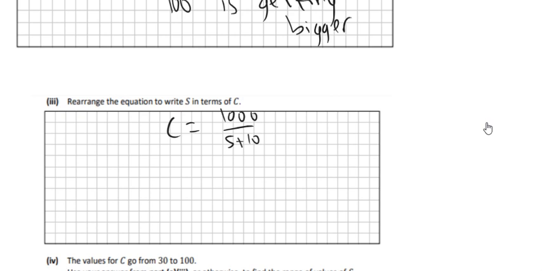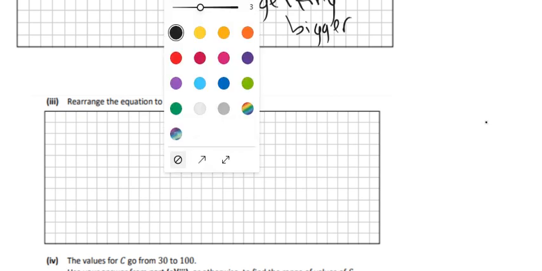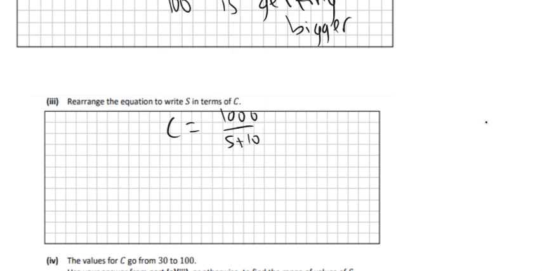So first of all, the only thing you can really do with it is multiply by what's on the bottom. Whenever you have a fraction in an equation, then to get rid of the fraction, you always multiply both sides by what's on the bottom. So that's what I'm going to do. I'm just going to multiply both sides by what's on the bottom.